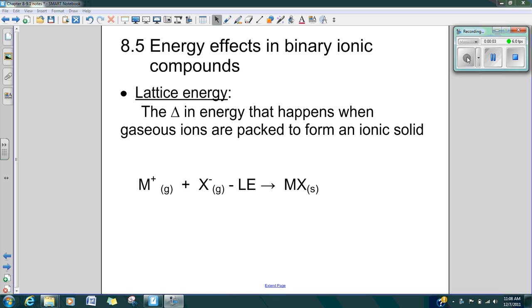Good morning, everybody. We are continuing our Chapter 8 discussion on bonding, and this is going to be our last lecture in Chapter 8. The rest of it we'll be doing together in class. So as we take a look, we are talking about the energy effects in binary ionic compounds.